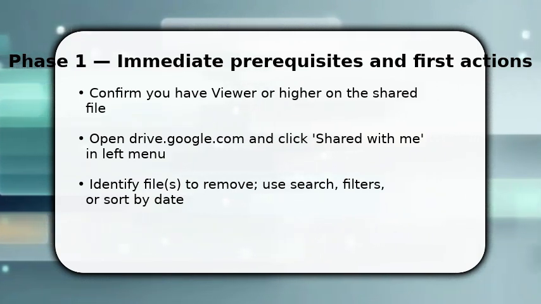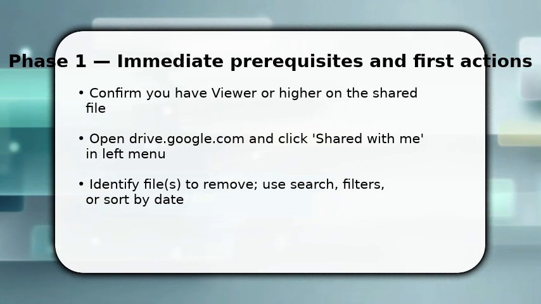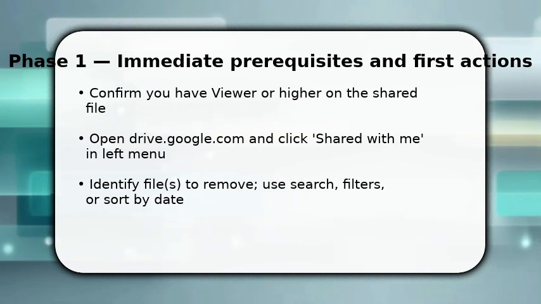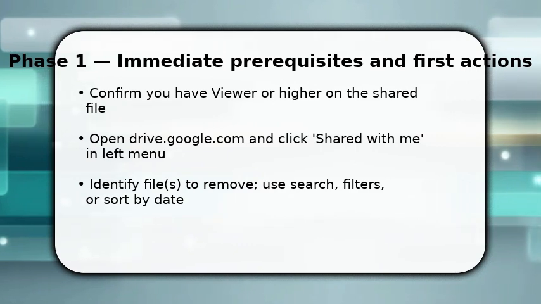Now scan for the exact file or folder. Use the search bar, owner filter, or sort by date to narrow results quickly. Make sure to select a single item first. This avoids accidental batch actions. Then right-click the file or click the three-dot menu to reveal the available actions for removal.